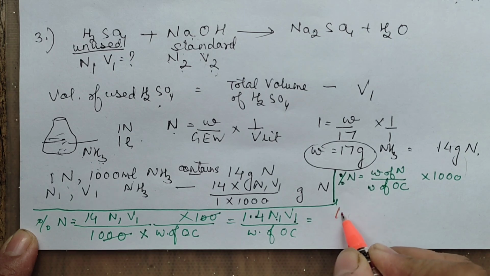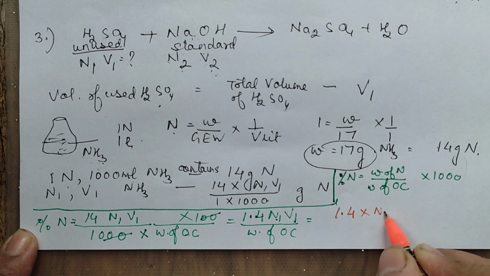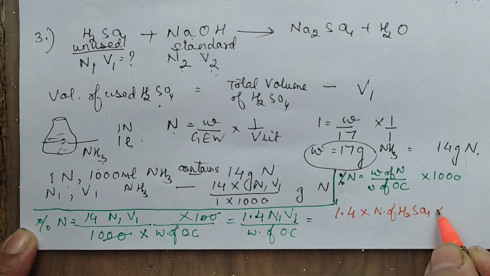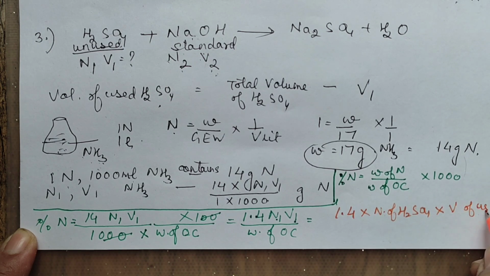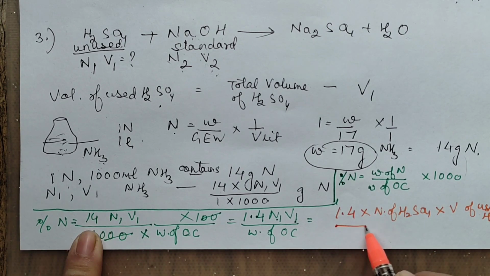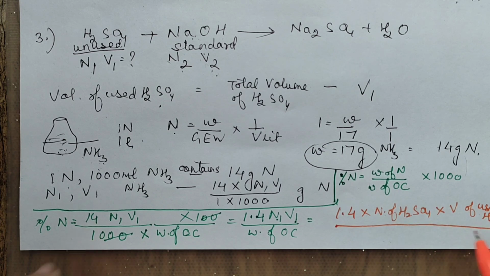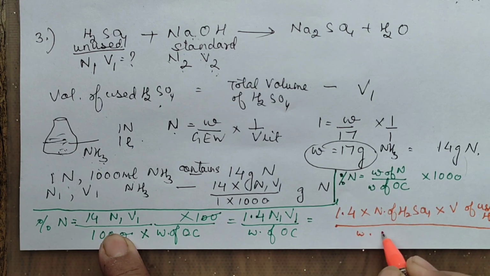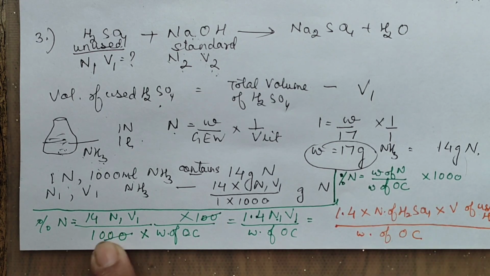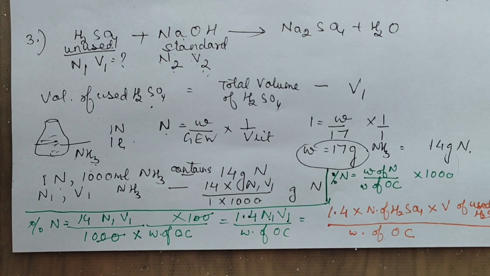It is 1.4 multiplied by normality of sulfuric acid, multiplied by volume of used sulfuric acid. Used H2SO4. How much was there? How much is unreacted we calculated, and the used we did. Divided by the weight of organic compound. This is your final formula.